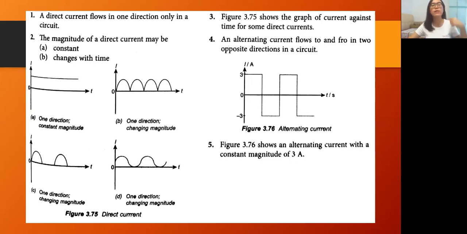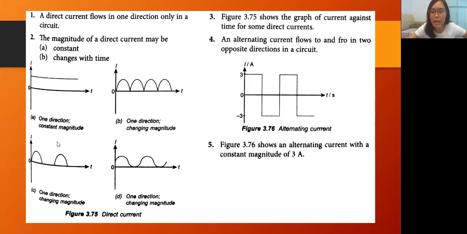So not only the graph that I showed you just now is in a straight line or in one direction like that. Any graph where the curve is in one part, above the x-axis, shows that it is a direct current. Why? Because the flow of the current is only in one direction. It's a direct current.